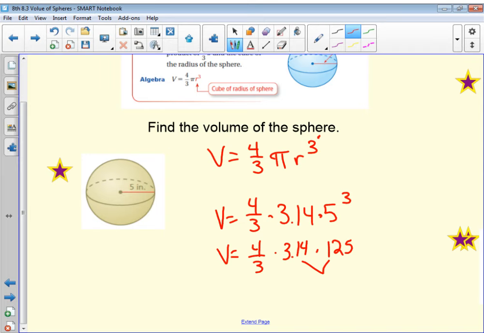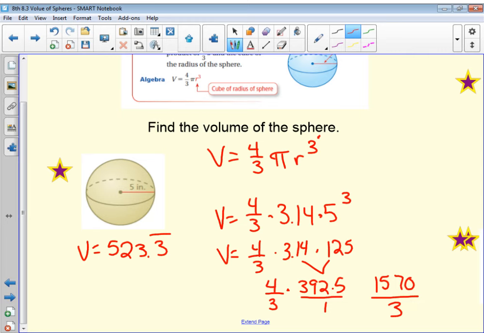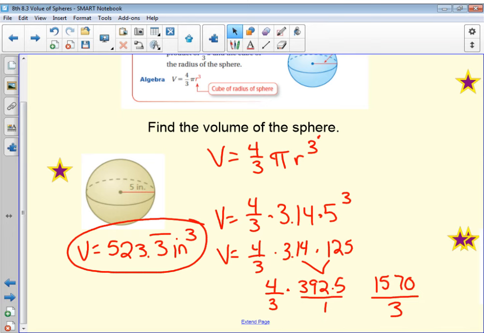Now I'm going to put those together. 125 times 3.14 gives me 392.5. We're going to take that times 4/3, so I'm going to write it over 1. In other words, I'm going to take 392.5 times 4, and that gives me 1,570. Divided by 3 gives me a final answer of 523.3 repeating, and that would be inches cubed. Okay, so that's working with finding the volume of a sphere.